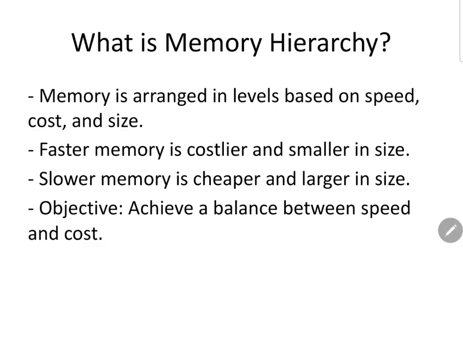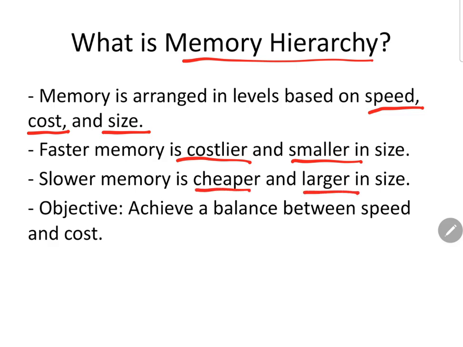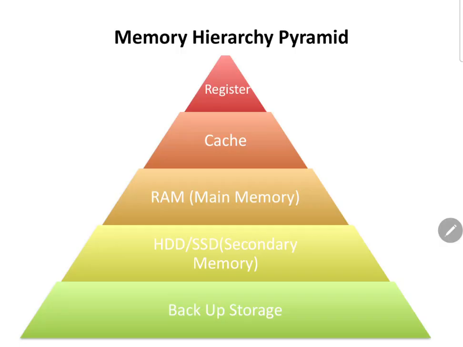So first let us understand what is memory hierarchy. Memory hierarchy is the layered arrangement of memory types in a system. It is based on speed, cost and size. Faster memories are placed closer to the CPU but they are smaller in size and more expensive, while the slower memory is cheaper and larger in size, placed further from the CPU, and this aims to balance speed and cost. Now let us see the memory hierarchy pyramid.